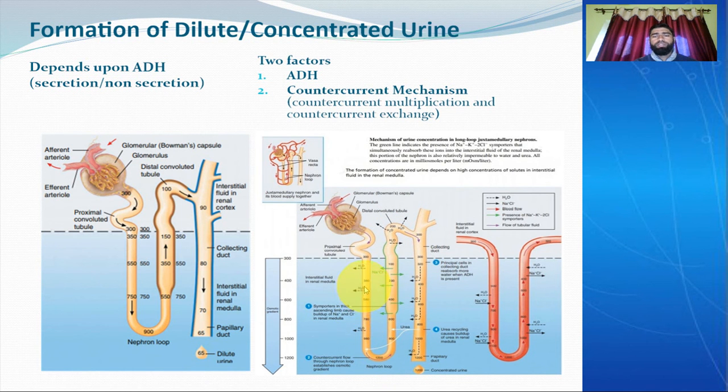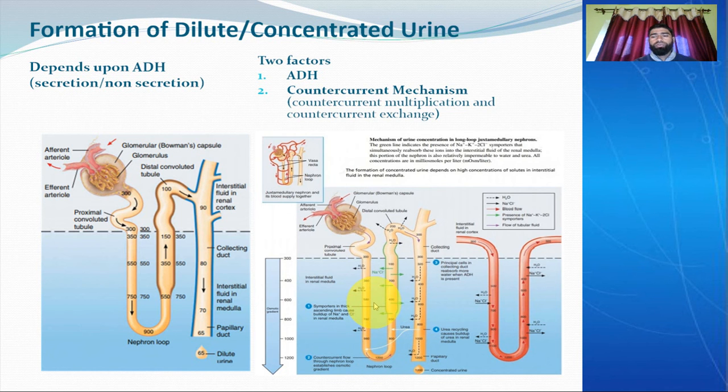What is the countercurrent mechanism? It is that in one tube the fluid is flowing down, and in another tube it is flowing up. It is flowing in opposite directions in the two parallel tubes, and this is the countercurrent mechanism.